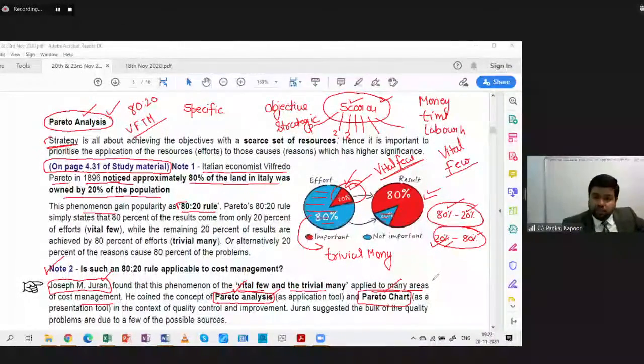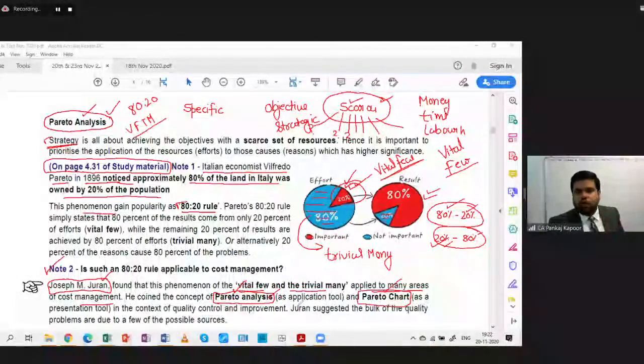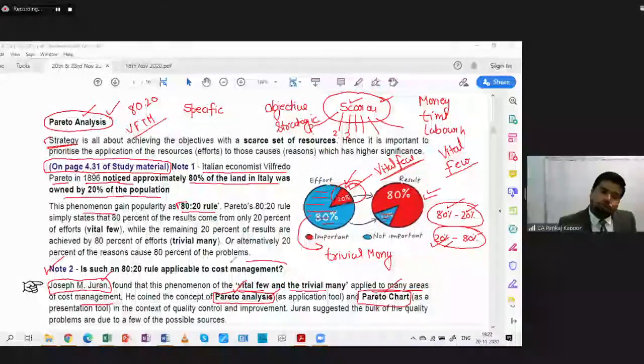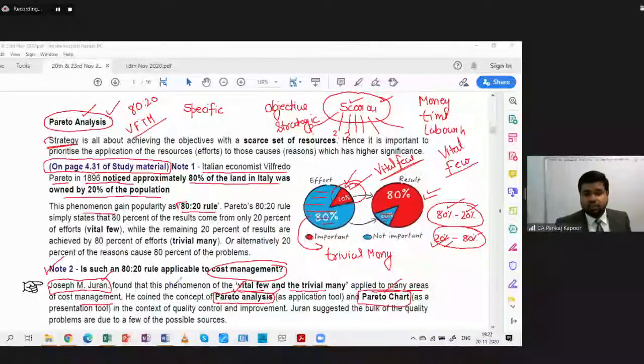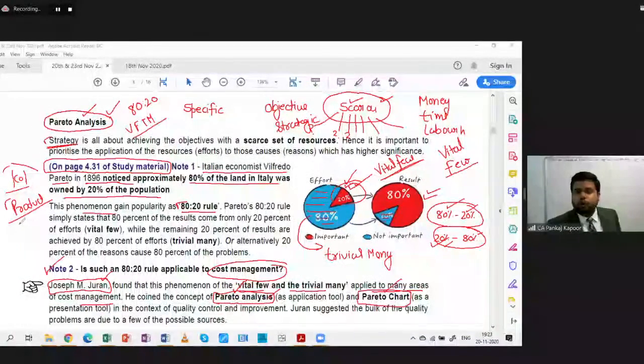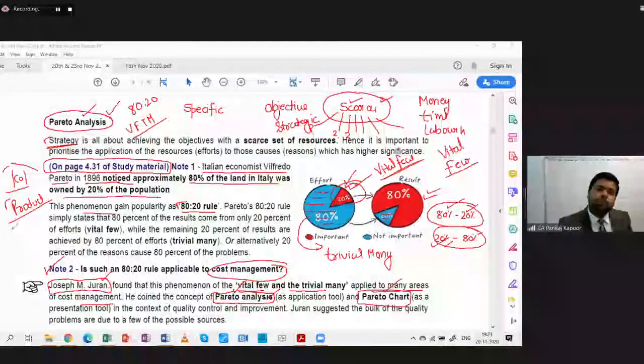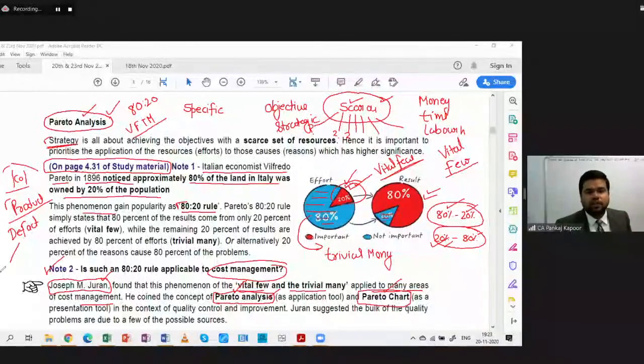Okay, now friends, let me tell you a small story in order to understand how the Pareto principle is applicable to cost management. Mr. Juran said, if we see a company which is manufacturing a certain product, then obviously this product may not be foolproof or of pure quality. There may be some sort of defects, and the defects are caused by various reasons: reason 1, reason 2, reason 3, reason 4, and so on.